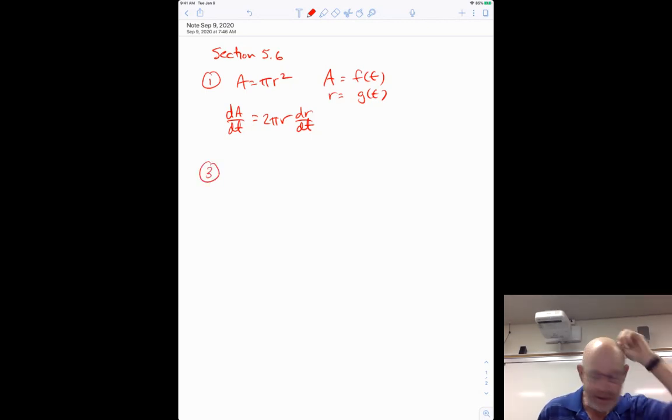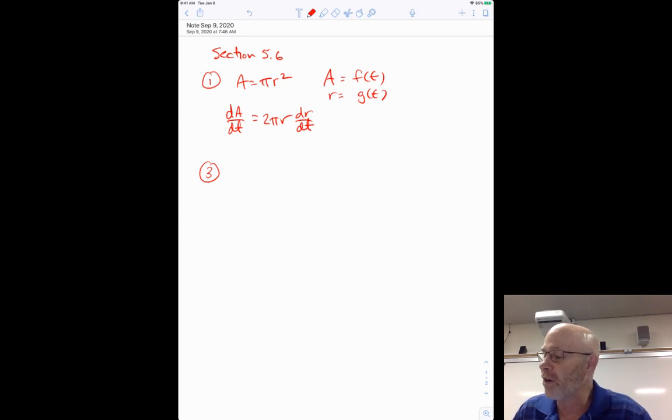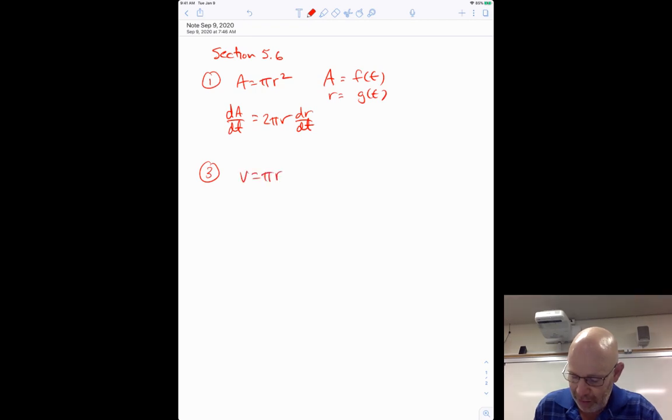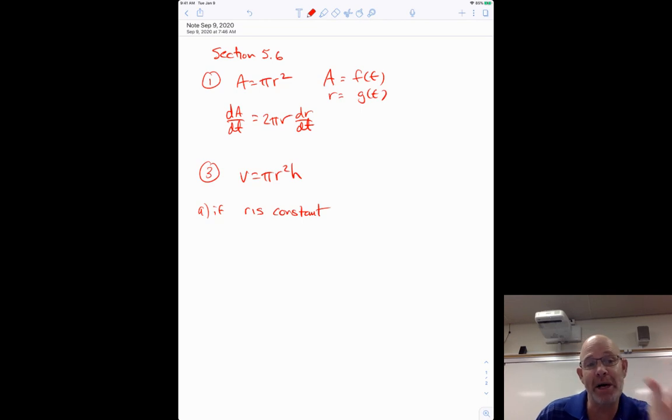Number 3 says the radius r, height h, and volume V of a right circular cylinder are related by the equation volume equals pi r squared h. How is dV/dt related to dh/dt if r is constant? So if r is constant, that means when I take the derivative, that just hangs there, just like the pi is going to hang there, or in the first problem, the 2 pi hung there. So we're going to go dV/dt, and then this pi r squared is just a constant, so it's just going to hang there. And then the derivative of h would be dh/dt.